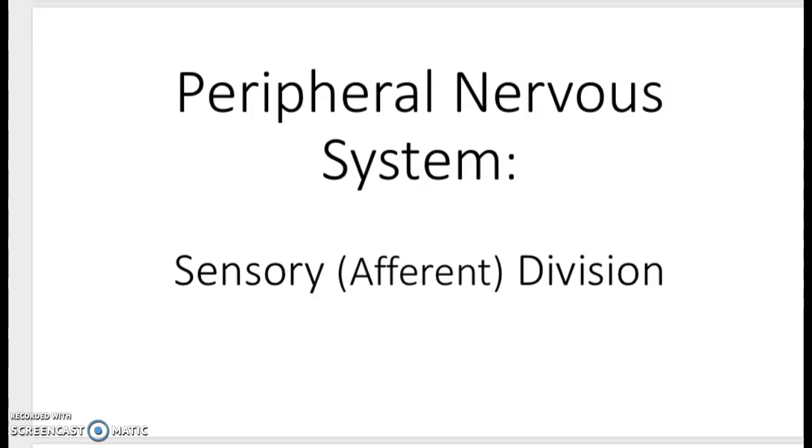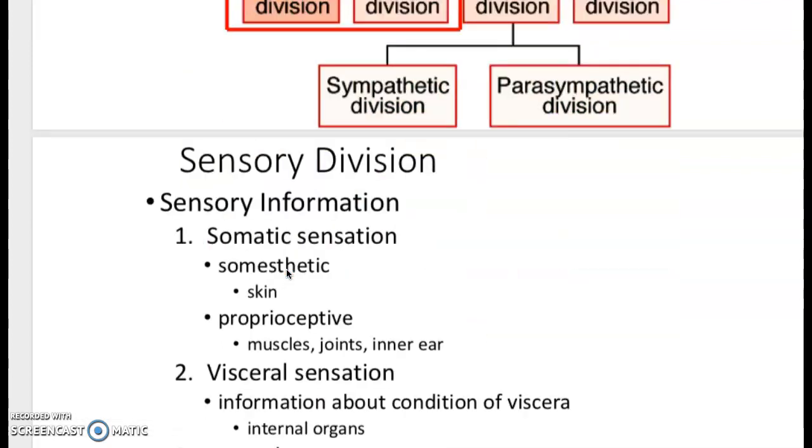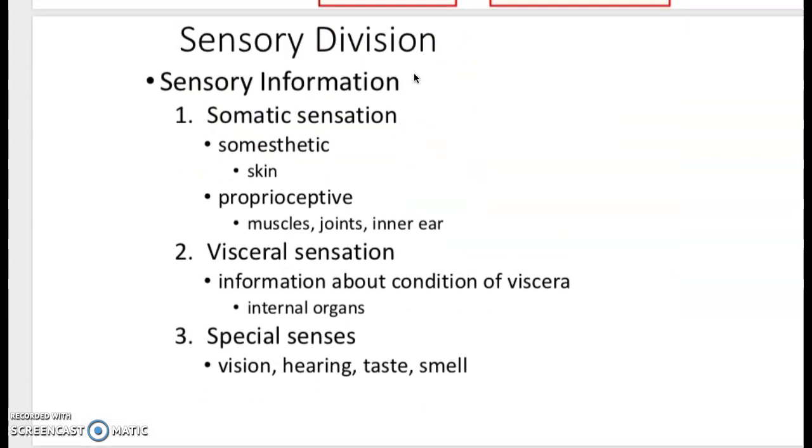In this video, we're going to go through the sensory or afferent division of the peripheral nervous system. So previously we went through the motor division, that's the fight or flight, rest and digest, autonomic nervous system. This unit, or this lecture, will go through the sensory division, so visceral and somatic sensory. So sensory information is going to the brain.